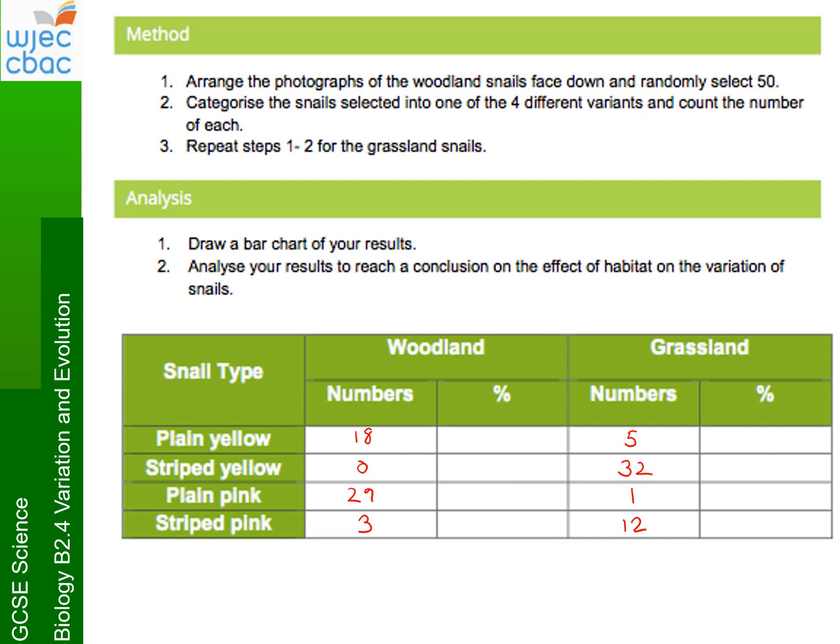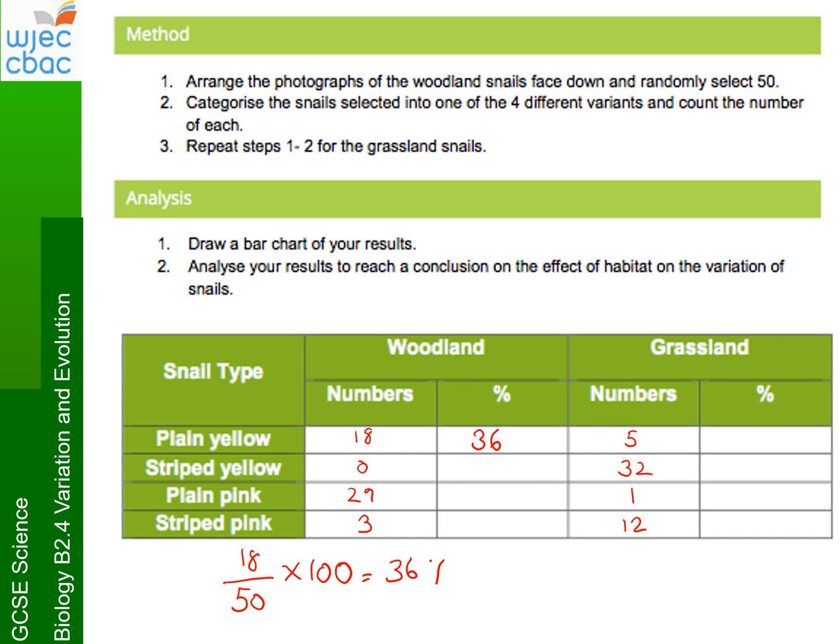What I need you to do first of all is to calculate the percentage of each type of snail in the woodland and in the grassland area. If you're not sure how to do this, I'll go through the first one. So for plain yellow, you would do 18 divided by 50, because that was our total sample, and you would times it by 100. That should give you 36%. So I'll fill the first one in for you. Pause the video. I want you to calculate the percentages for the other numbers in both the woodland and the grassland areas.